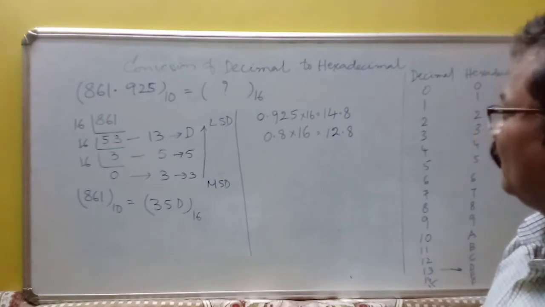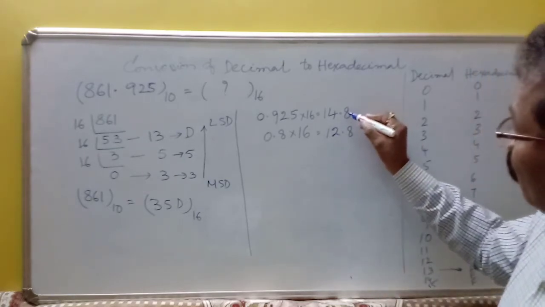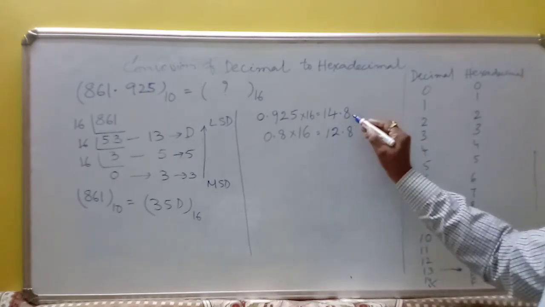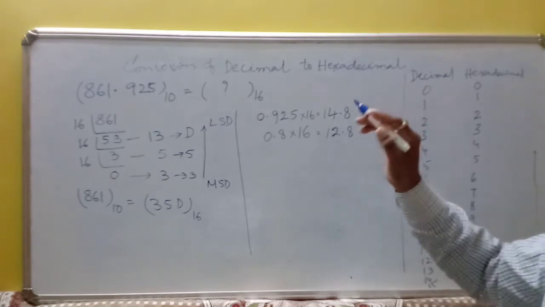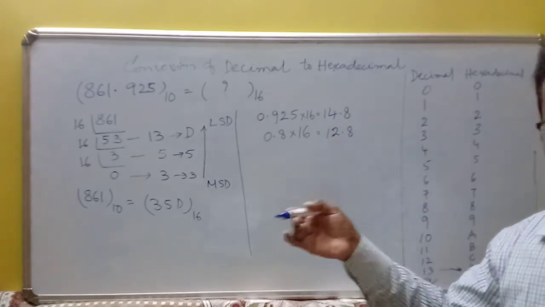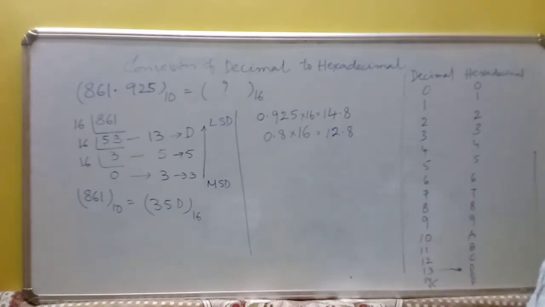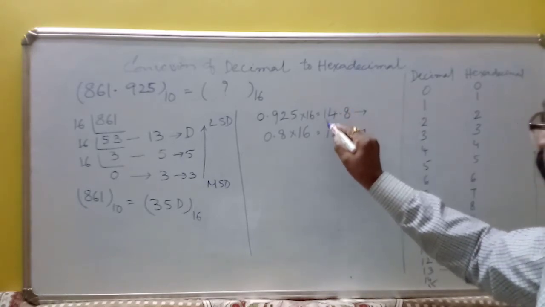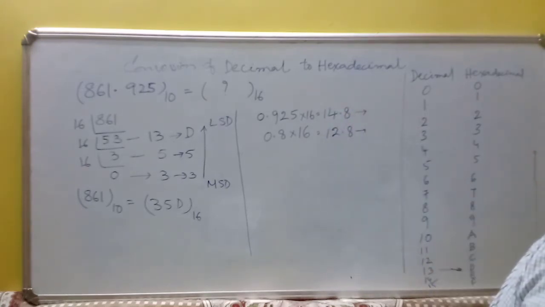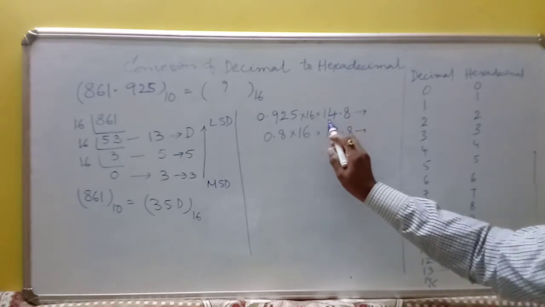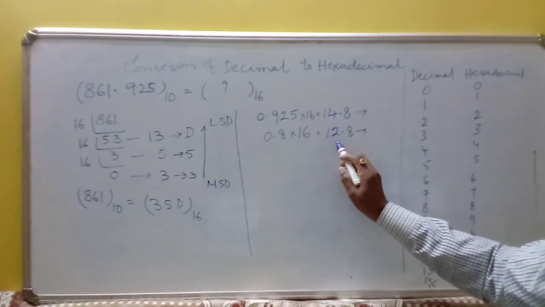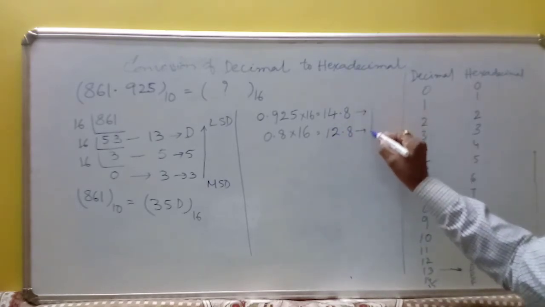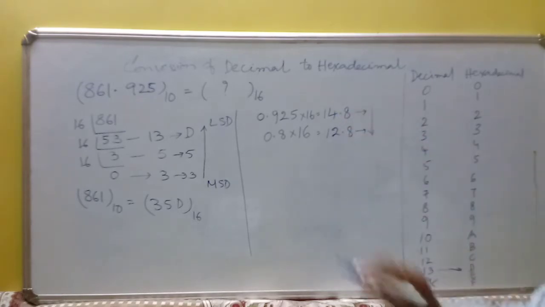12.8. Now the fraction part is repeated, is recurring. Here 0.8 occurred and here also 0.8 occurred. Now stop the process until the fraction is repeated, until the fraction is recurring. Now take all the integers only. Here the integer is 14, here the integer is 12. Take all the integers from top to bottom.